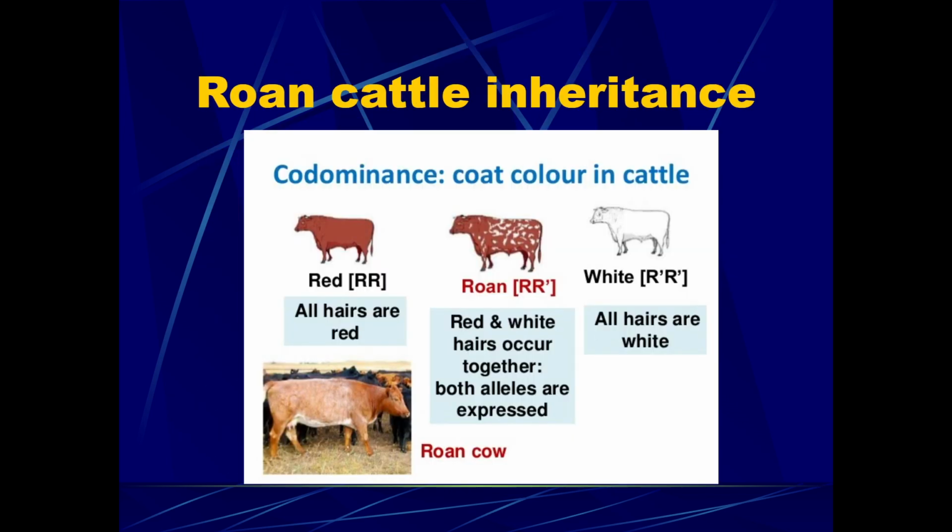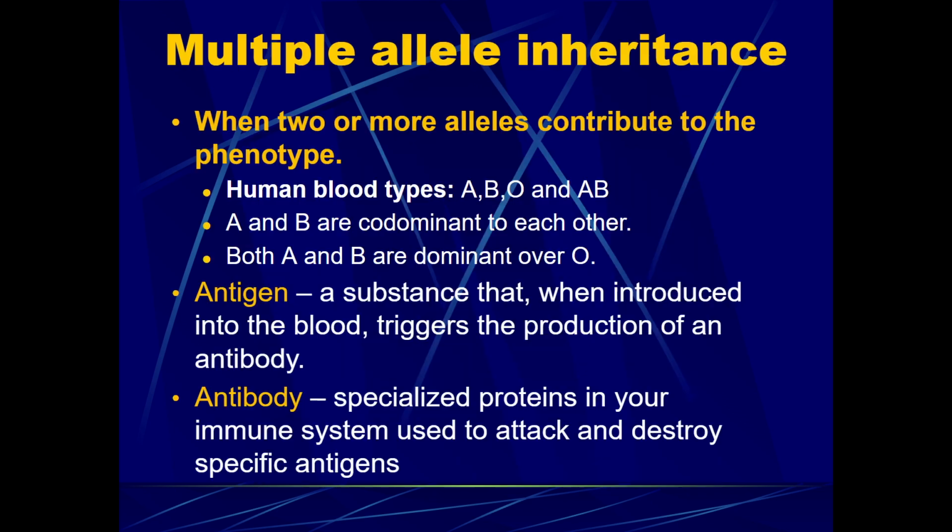So here's that roan coat cattle inheritance. Codominance, when we're looking at coat color in cattle: if you take a red cow and a white cow and put them together, they could produce a red and white, or roan, cow. So this is both alleles inherited together, both possibilities. We don't see a blending. Instead, both coat colors show up on a roan cow.